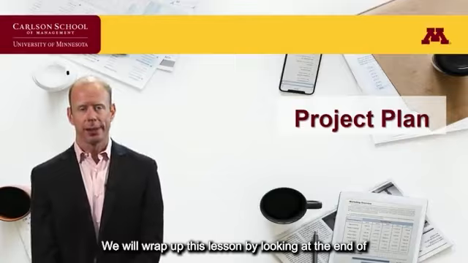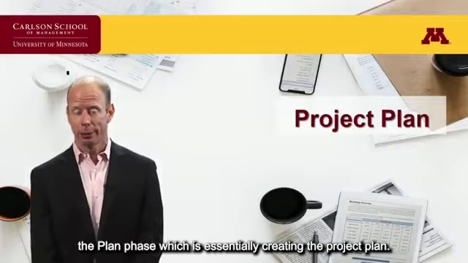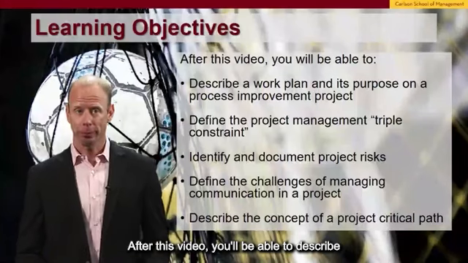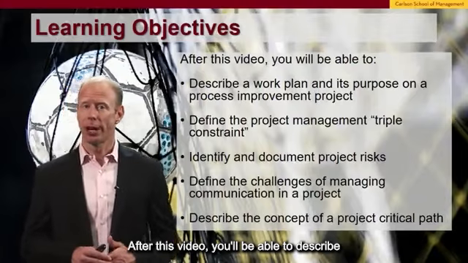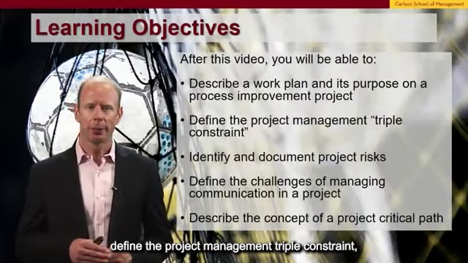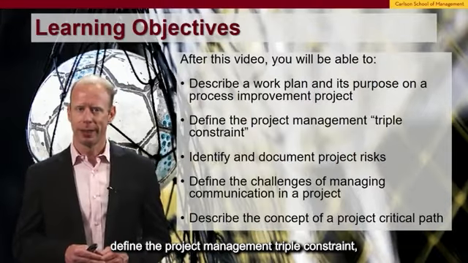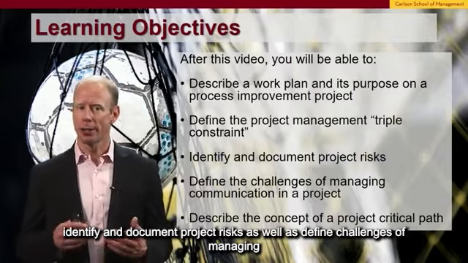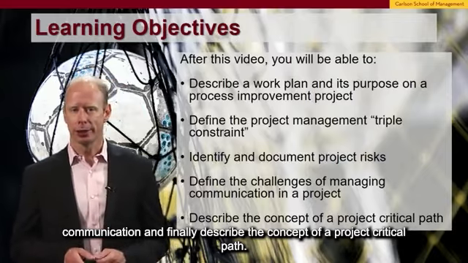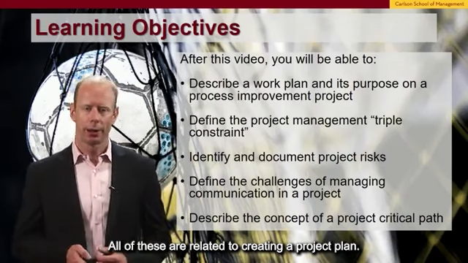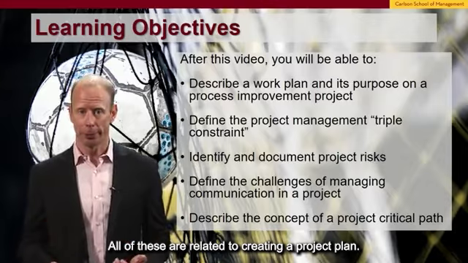We will wrap up this lesson by looking at the end of the plan phase, which is essentially creating the project plan. After this video, you'll be able to describe a work plan and its purpose on a process improvement project, define the project management triple constraint, identify and document project risks, as well as define challenges of managing communication, and finally describe the concept of a project critical path. All of these are related to creating a project plan.